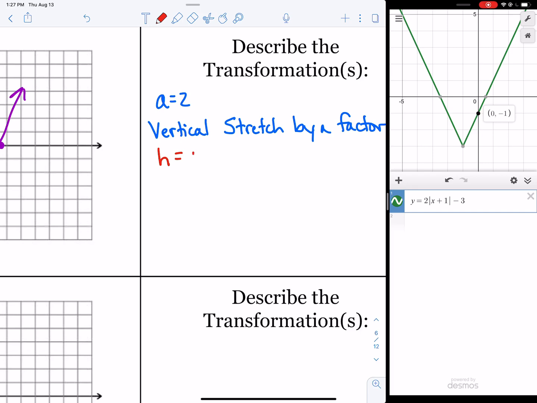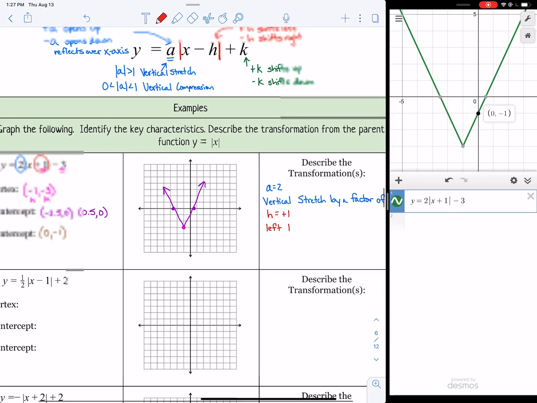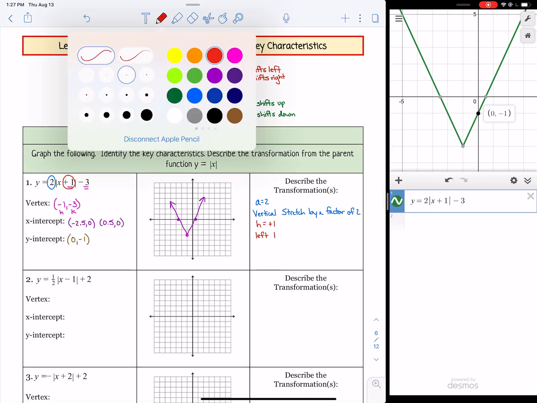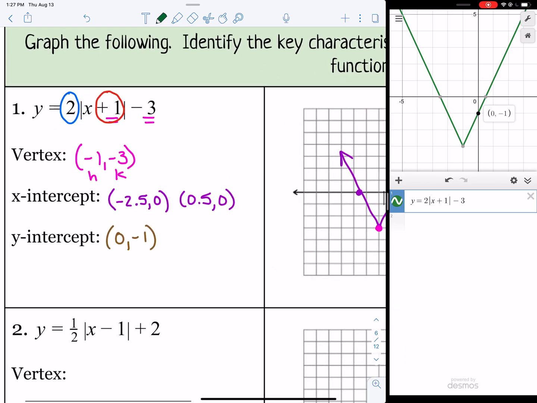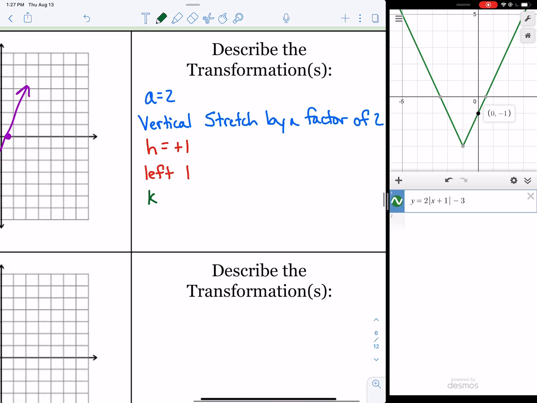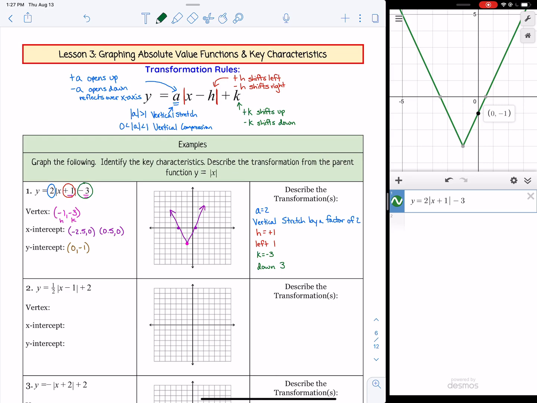So H was equal to positive 1, so it's going to make my graph go left 1 unit. And I don't need to write the word unit, so we'll just write that as left 1. And then K makes your graph go up or down. So K is minus 3. Let's just write K equals negative 3, and it makes my graph go down 3. All right, so that is it for number 1.